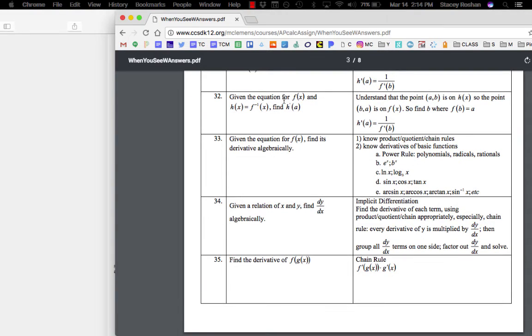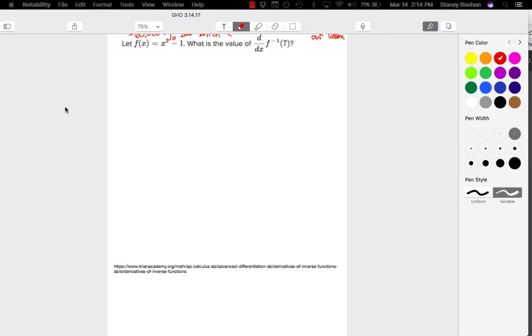The next thing that I want to go over is something we haven't done a lot of. Given the equation of f of x and h equals f inverse, find h prime. So you need to memorize this formula. Let's memorize it right now. Let me just show you how this works. The derivative of f inverse is 1 over f prime of f inverse. You need to memorize that. So please write it down, memorize it now.